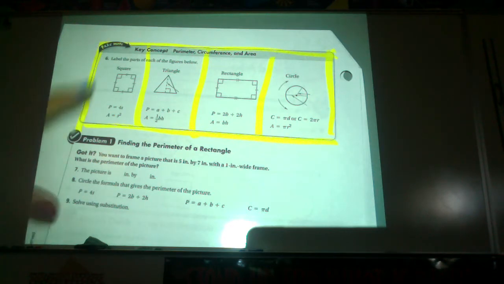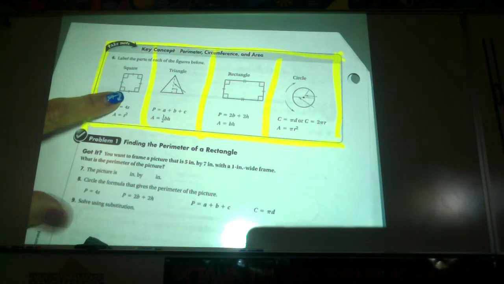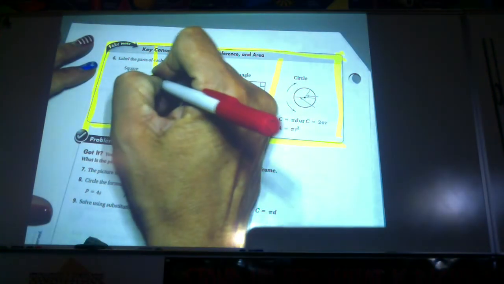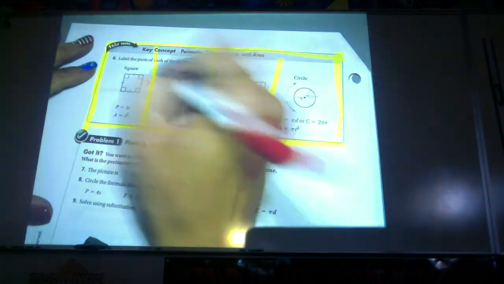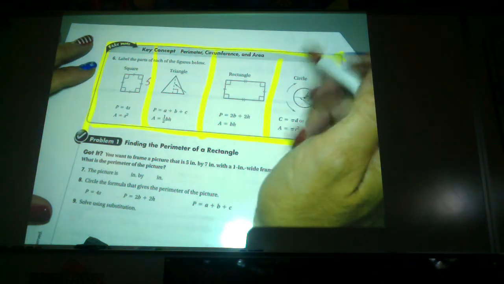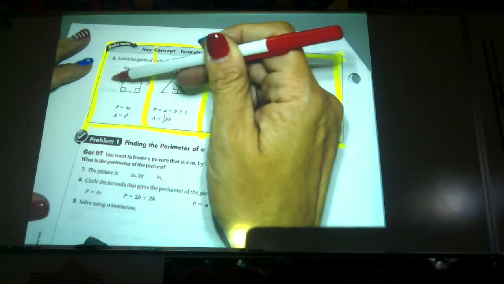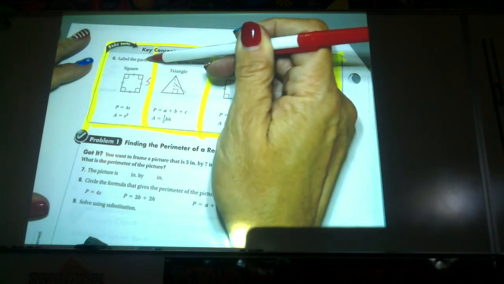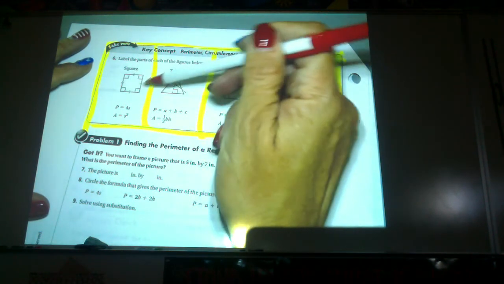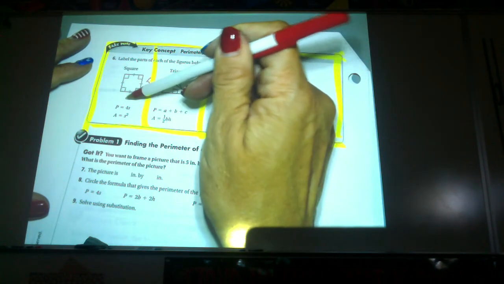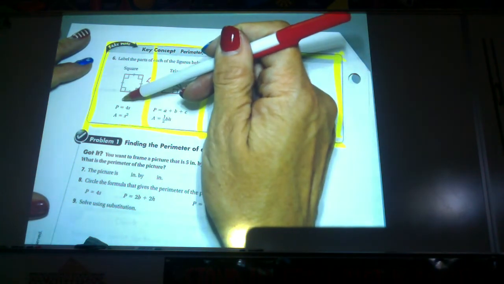Because with perimeter, we're just adding up all the sides. So on a square, if the sides are all s, I like to call the side of a square s instead of x. So if I did s plus s, that's 2s, plus s, 3s, plus s is 4s. So if I assign feet to this, let's say I had 10 feet. 10 feet plus 10 feet is 20 feet, not 20 feet squared, correct?